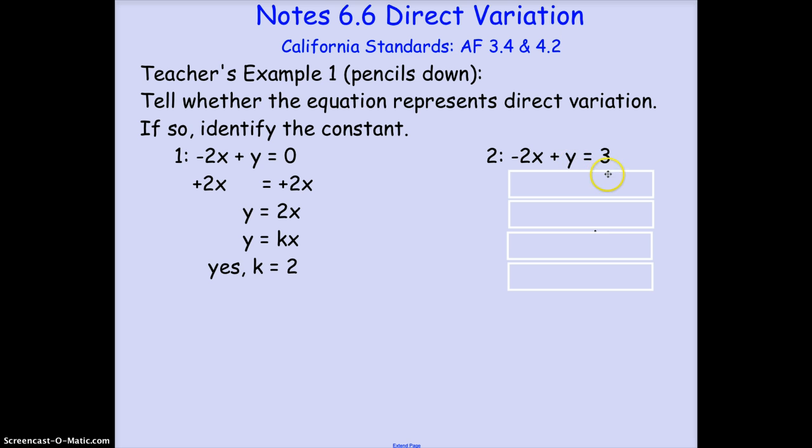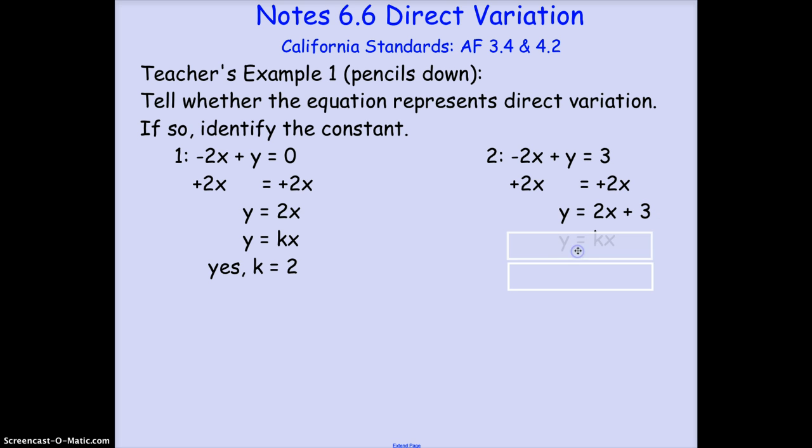Number 2, we have a problem here where again I need to move the negative 2x just like in the last problem. So I add 2x to both sides. Now I want to remind you, we've been going over this all year, but you cannot add 3 plus 2x because they are not like terms. They don't have the same variable. So I end up with y equals 2x plus 3.